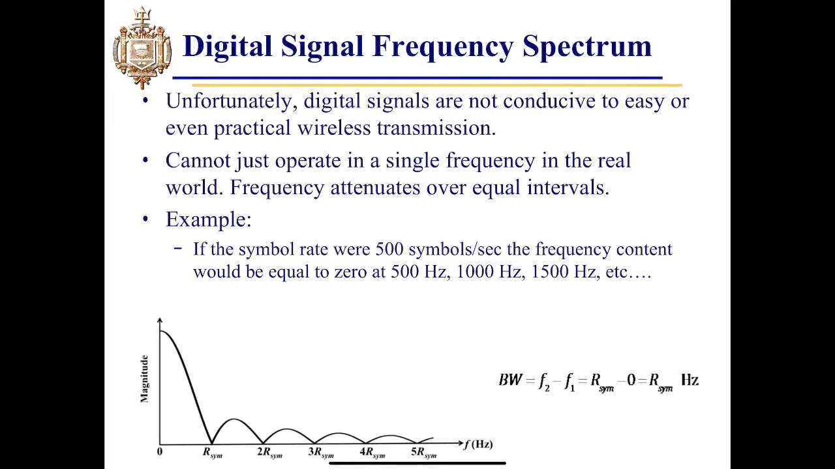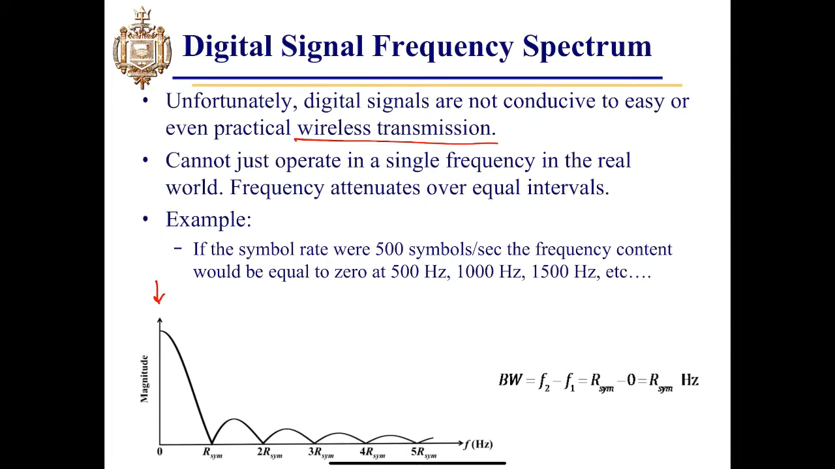Digital signal frequency spectrum. Unfortunately, digital signals are not conducive or even practical for wireless transmission. We can't just operate on a single frequency. If everybody were out there transmitting on a single frequency, we would be talking over each other. The plot down here is a frequency diagram of a seemingly large number of random ones and zeros, as is usually the case in digital communication.